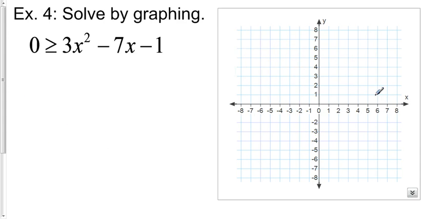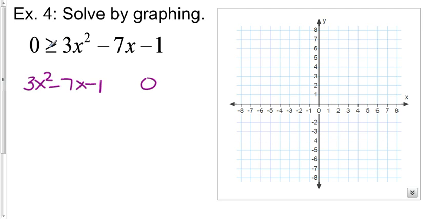Okay, last one. Now this one's written kind of weird. You want to make sure that it's in standard form, meaning that the quadratic part is first and then the symbol, with the 0 on the right side. So I don't like the way this is written. You should always rewrite it so that you've got 3x squared minus 7x minus 1, and then you want 0 on the other side. The question is, which way does your sign go?